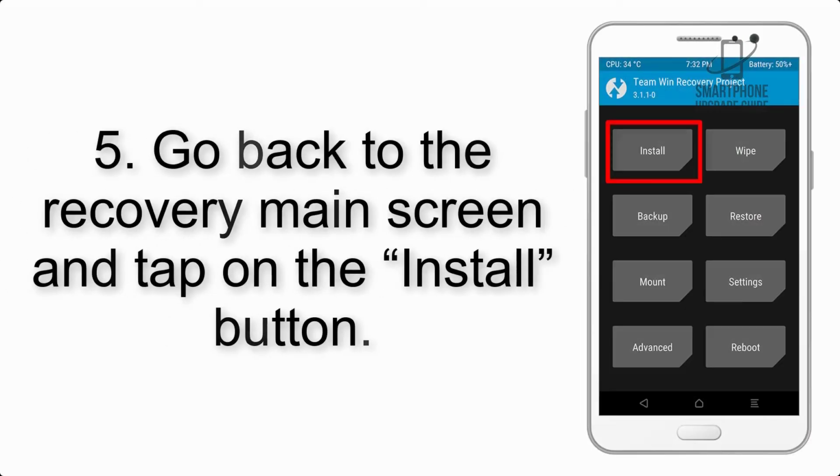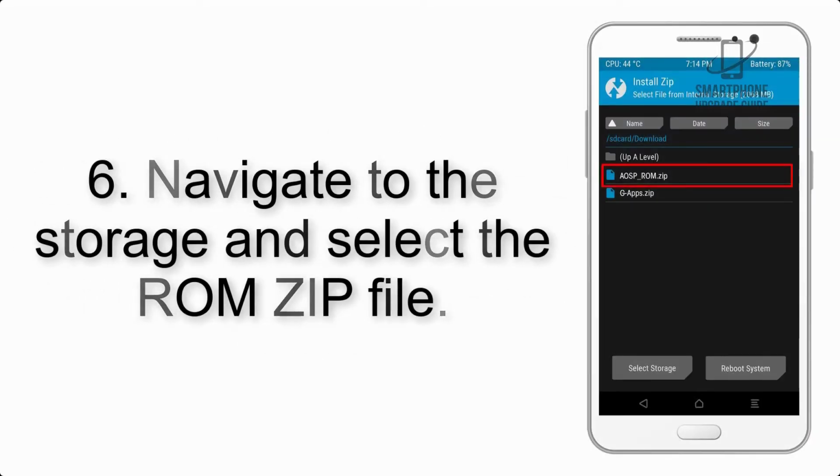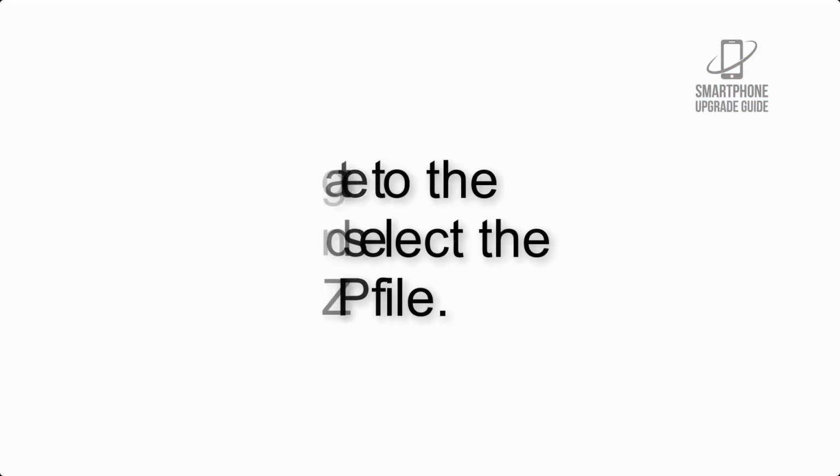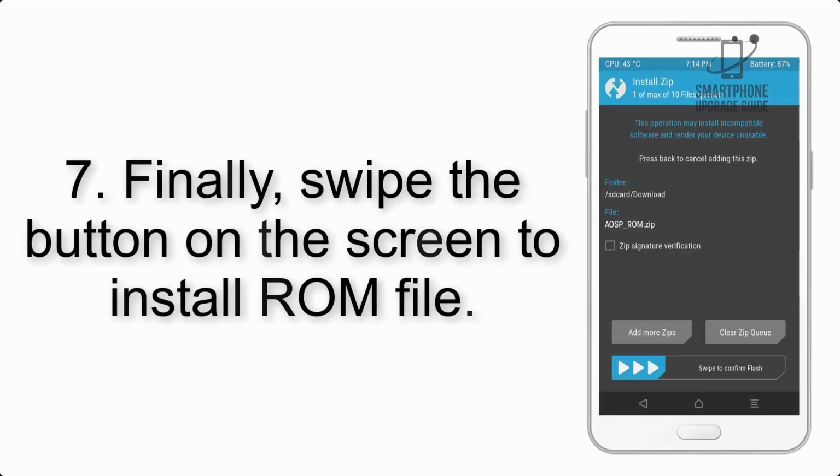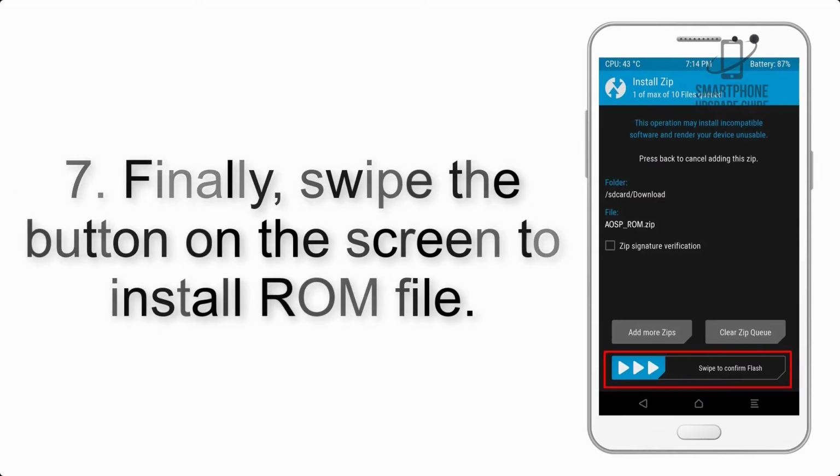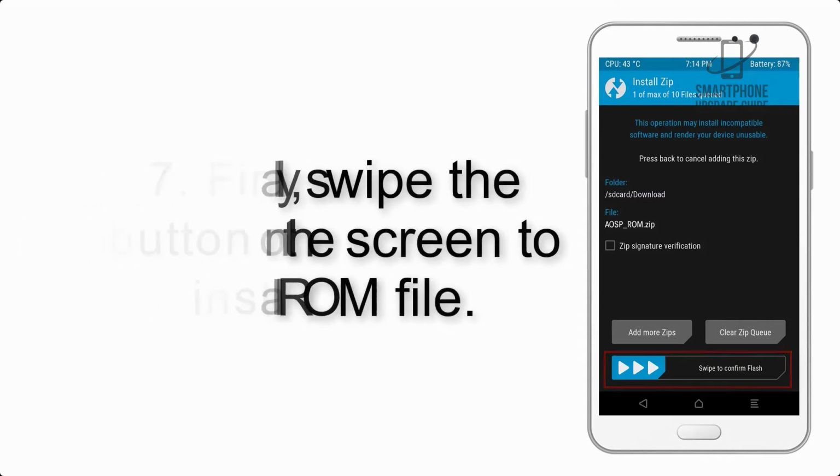Step 5. Go back to the recovery main screen, and tap on the Install button. Step 6. Navigate to the storage, and select the ROM ZIP file. Step 7. Finally, swipe the button on the screen, to install ROM file.